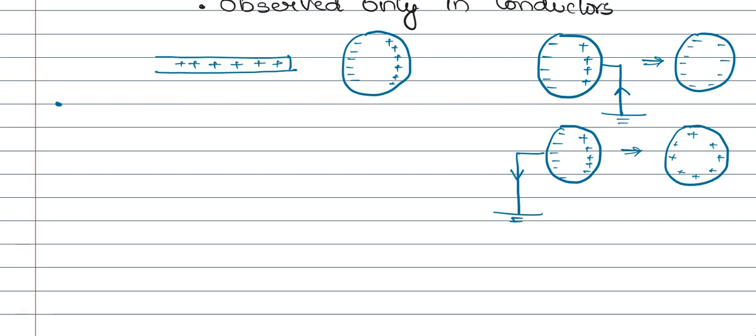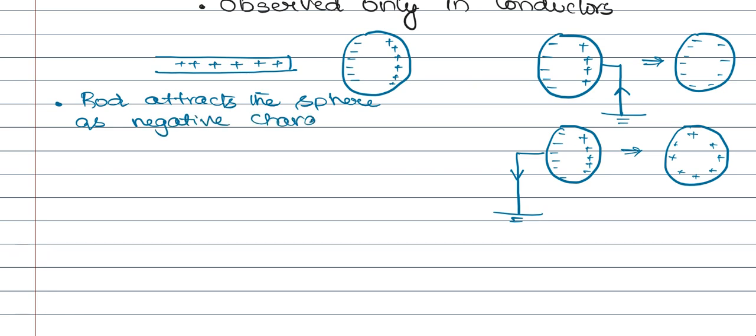As the sphere is at a distance, look at this case, negative charges are somewhat closer compared to positive charges, so the rod will attract this sphere. The rod attracts the sphere before grounding, as the negative charge is closer compared to the positive charge.